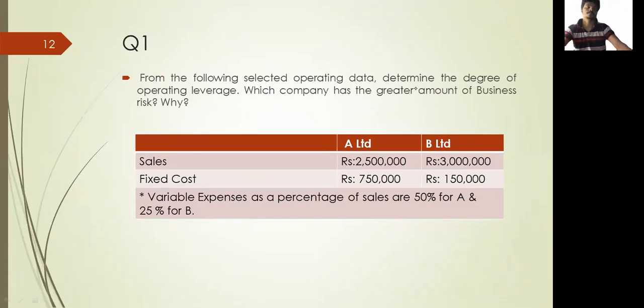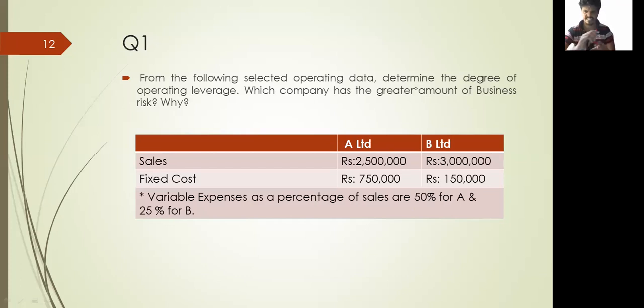Practice question number 1. From the following selected operating data, determine the degree of operating leverage. Which company has the greater amount of operating leverage, and why? We have been given sales 2.5 million for company A, company B it's 3 million, fixed cost company A 750,000 rupees, B 150,000 rupees.